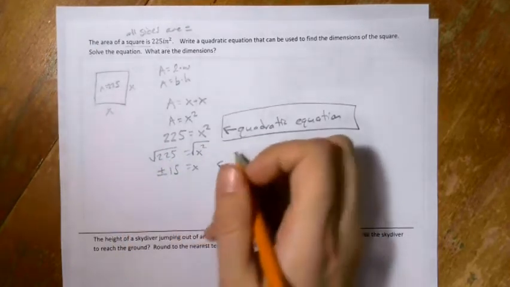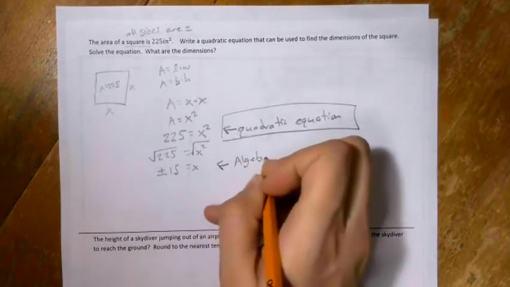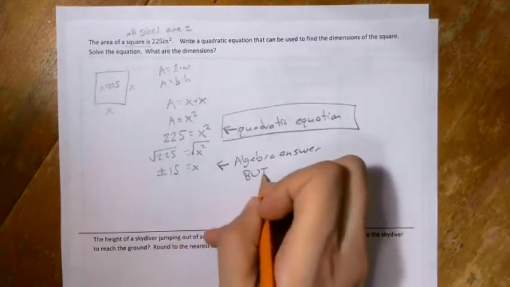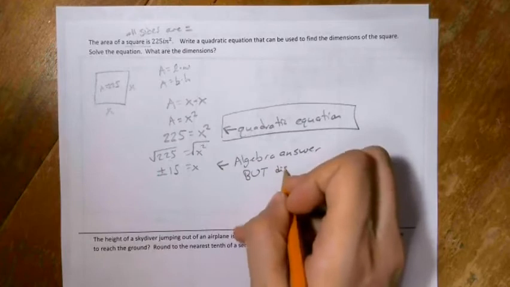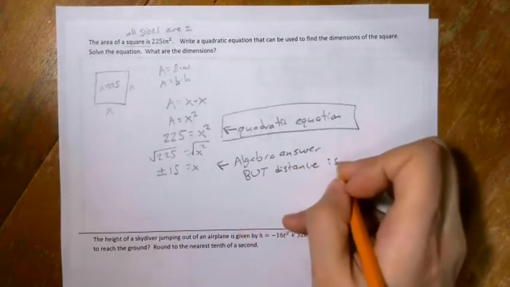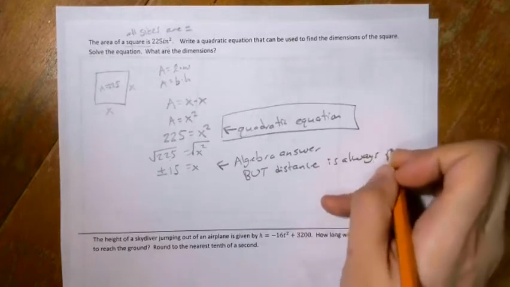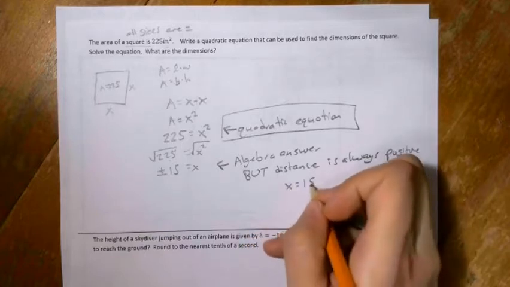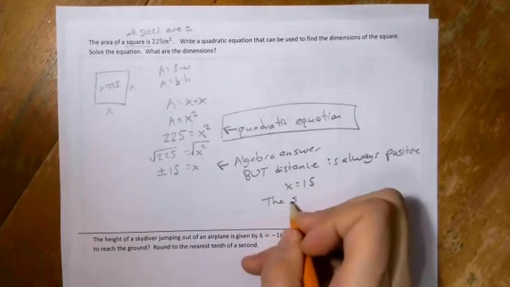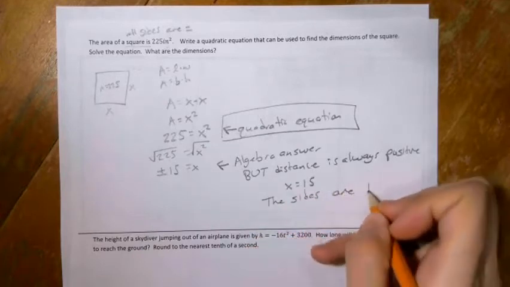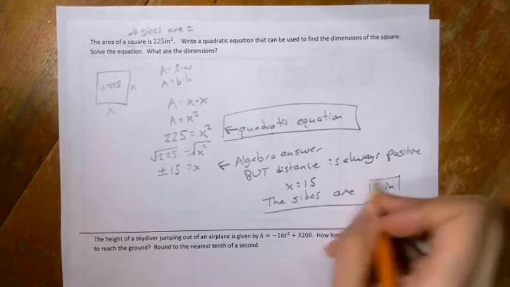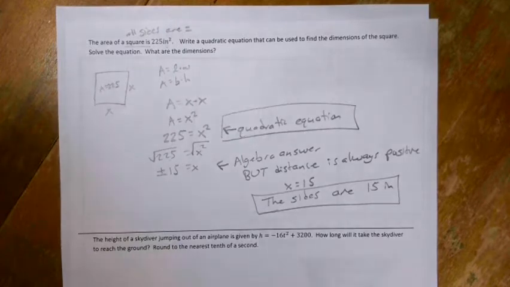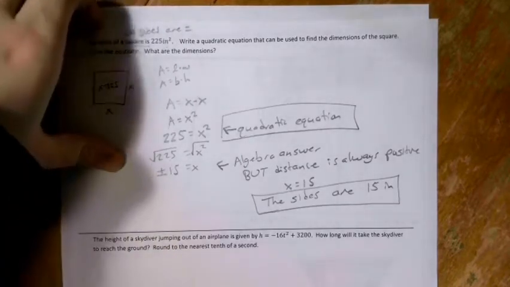Now here's the thing. The algebra tells us that it's plus or minus 15. But distance, whenever we're measuring something, distance is always positive. All right, distance is always positive. So that means x is going to equal positive 15, or in this case, the sides are 15 inches. All right, not negative 15 inches, positive 15 inches.